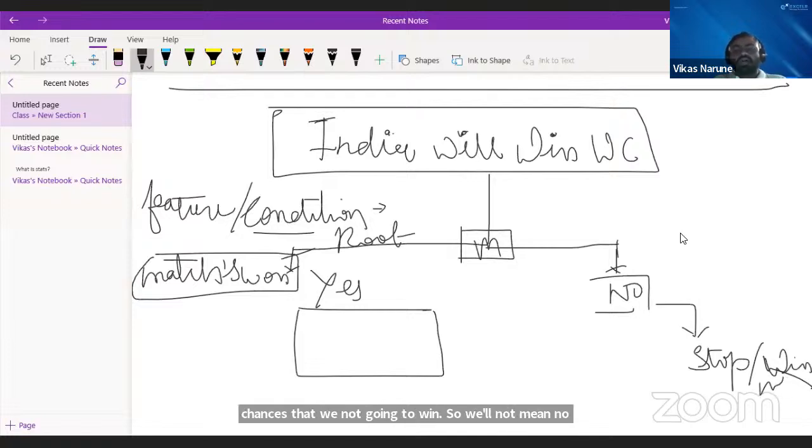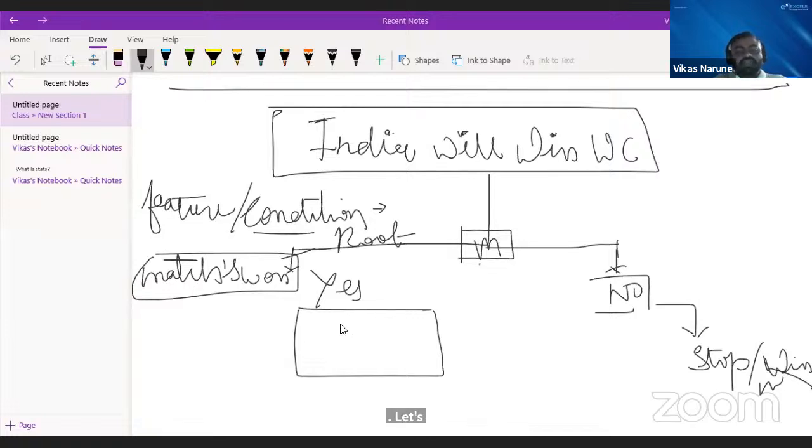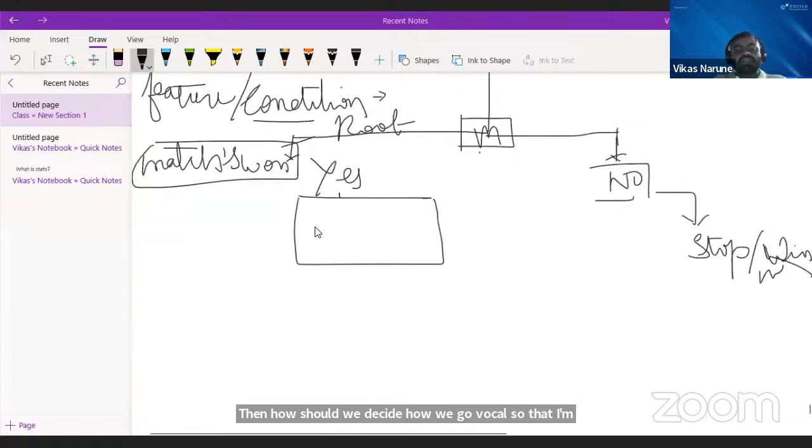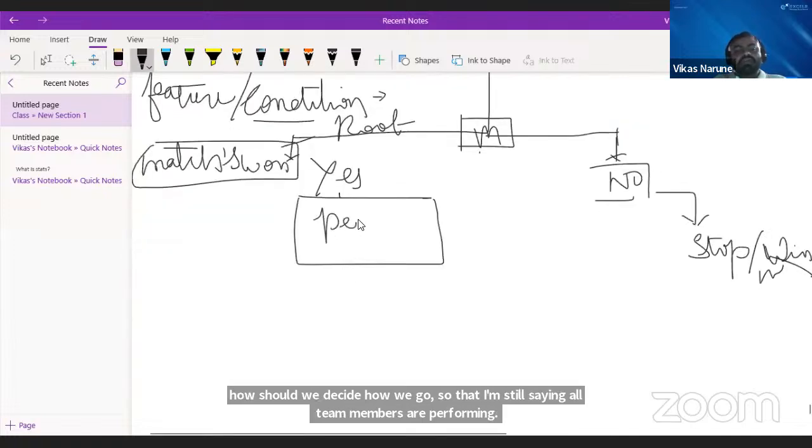Now, for the first condition, whether India is winning the matches or not: yes, India is winning the matches. Then how should we decide how close we go? Dharam sir is saying all team members are performing. So let's imagine this condition now: the performance of team members.